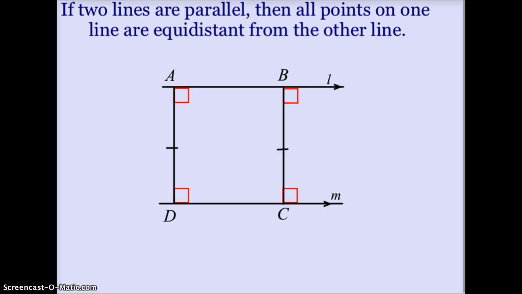ABCD is a parallelogram because of the definition of a parallelogram. Knowing that AD and BC are congruent to each other because opposite sides of a parallelogram are congruent to each other. Therefore, if you have two parallel lines, then the points from one line to the other line are equidistant, no matter where you start.